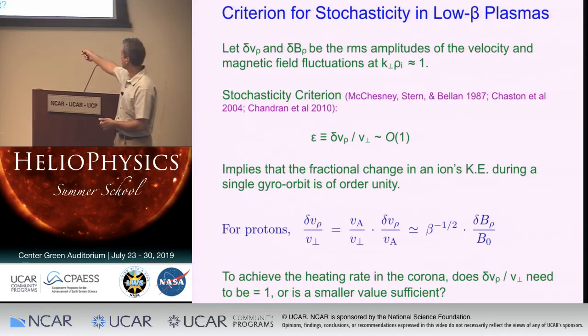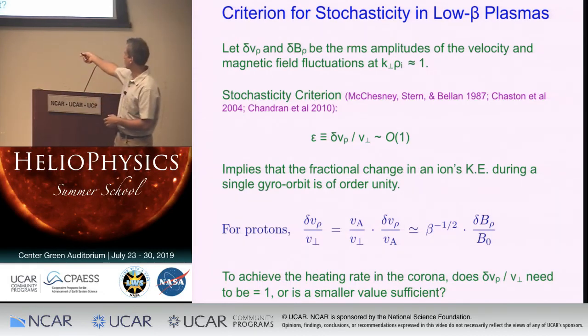Now, when delta V rho over V perp is small, we can show this in a few lines, I don't have time for it, but I could explain it to you later. When that is small, the change in the proton's kinetic energy during its gyro motion is a small fraction of m v perp squared over 2. And what does that mean? It means that the orbit isn't perturbed very much by the electrostatic potential in this turbulence. You get a quasi-periodic orbit.